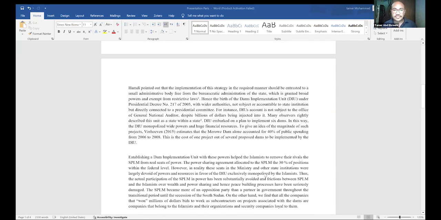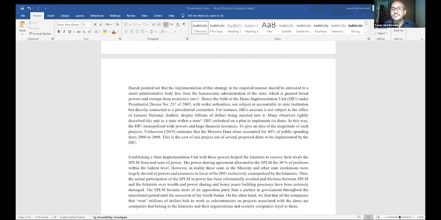Hamdi pointed out that implementation of this strategy should be entrusted to a small administrative body freed from the bureaucratic administration of the state, which is granted broad power and exempted from restrictive laws. He wanted to free this unit also from the state power itself, so it can implement such a kind of project in a quick manner.